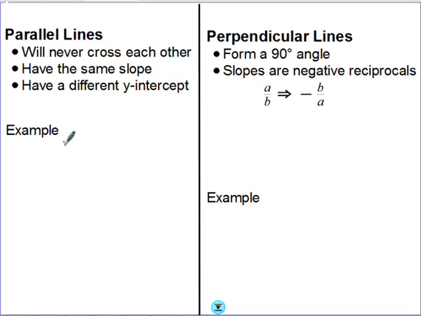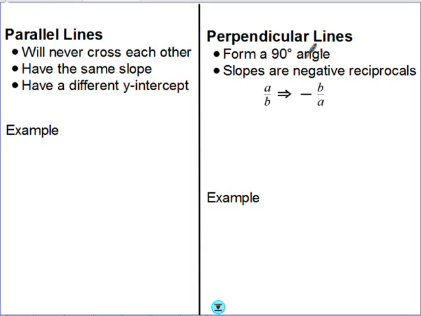So I want you to come up with an example. Just write two equations for two lines that would be parallel. They have to have the same slope, but a different y-intercept. So pause here and come up with an example. Then we're going to look at perpendicular lines.